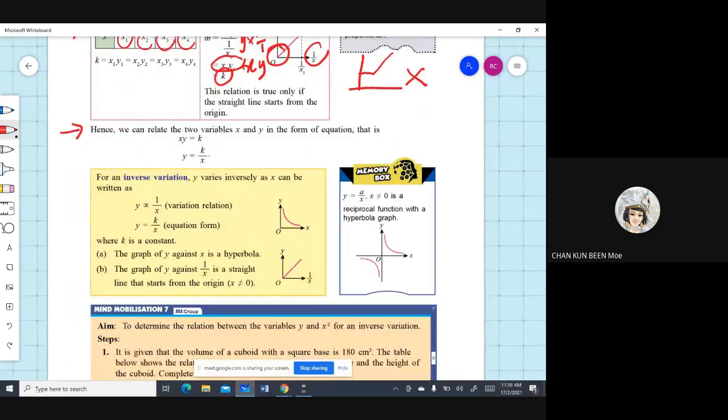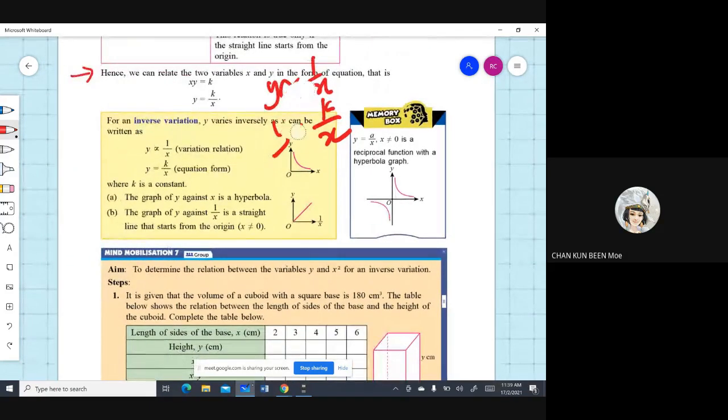Hence we can relate the two variables x and y in the form of an equation, that is xy equal to k or y equal to k over x. Like the one that I showed you just now, y varies directly as 1 over x, so y is equal to k over x. So you look at the yellow color box. For an inverse variation, y varies inversely as x can be written as the same thing, where k is a constant.